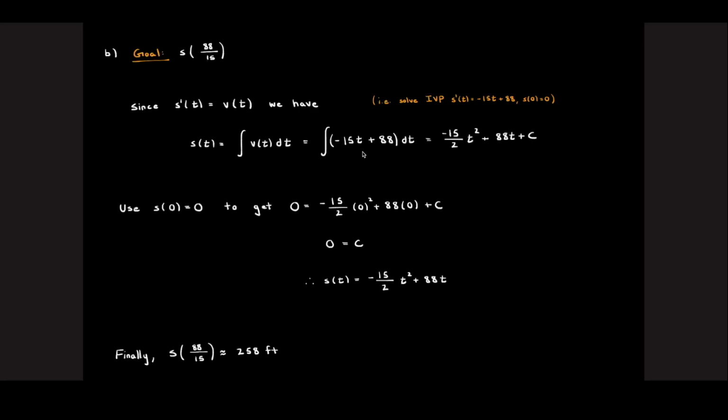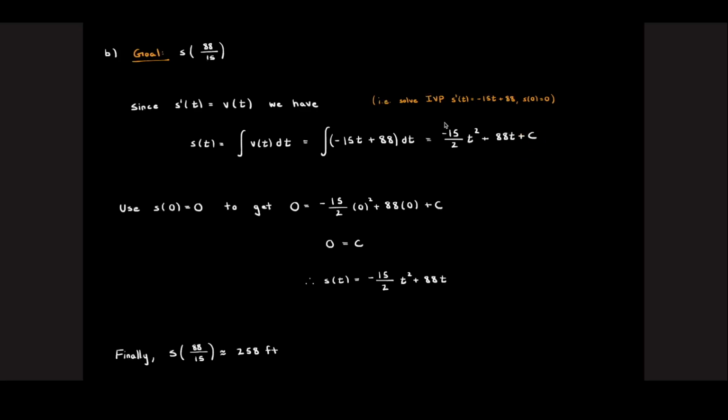Each one can be done using the power rule. We add 1 to the exponent, so it becomes t squared, and divide by the new exponent. As a result, you get negative 15 over 2 t squared. And this constant number becomes a linear term. It picks up the t factor, so 88t, and then plus the constant of integration.